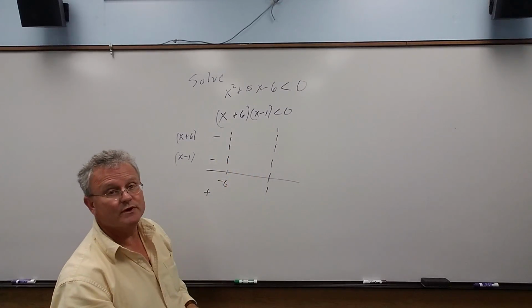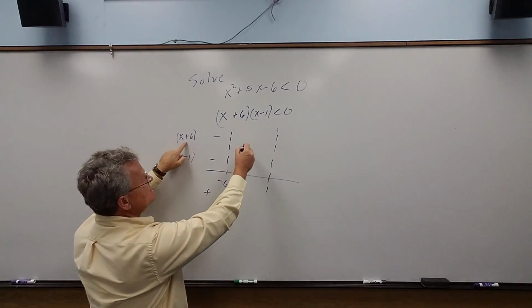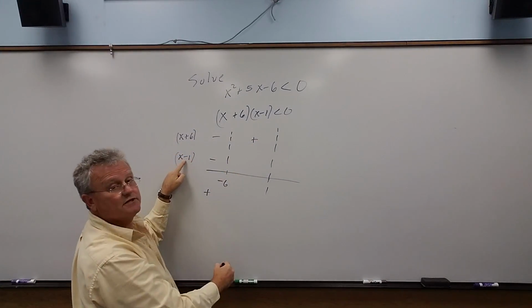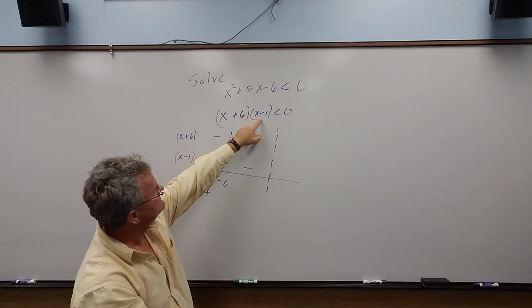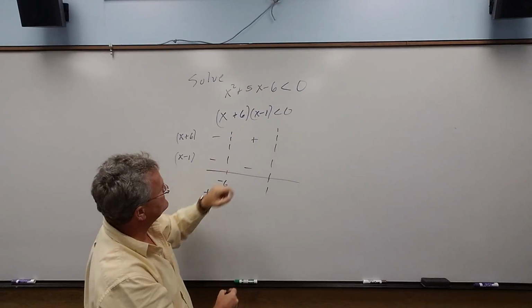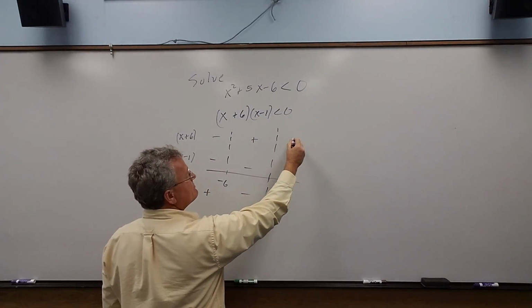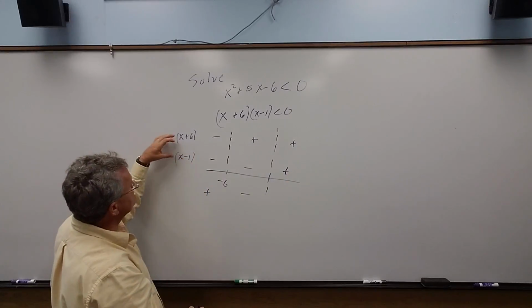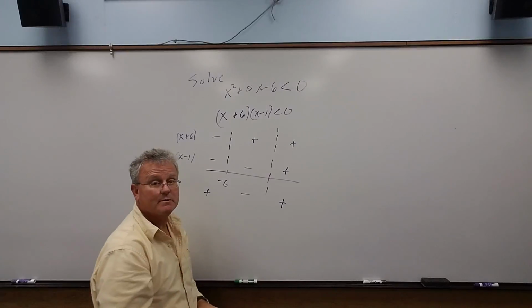Similarly, pick a number between negative 6 and 1. Let me pick 0. 0 plus 6 is a positive. 0 minus 1 is a negative. And if this is positive and this is negative, a positive times a negative is a negative. And similarly, when we plug in a number bigger than 1, both of these are positive, and a positive times a positive is a positive.